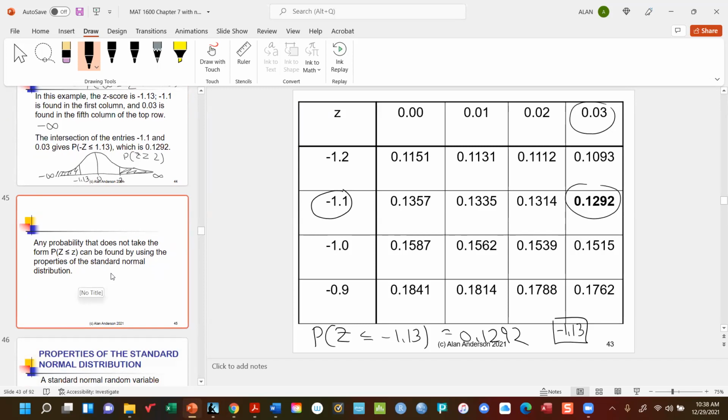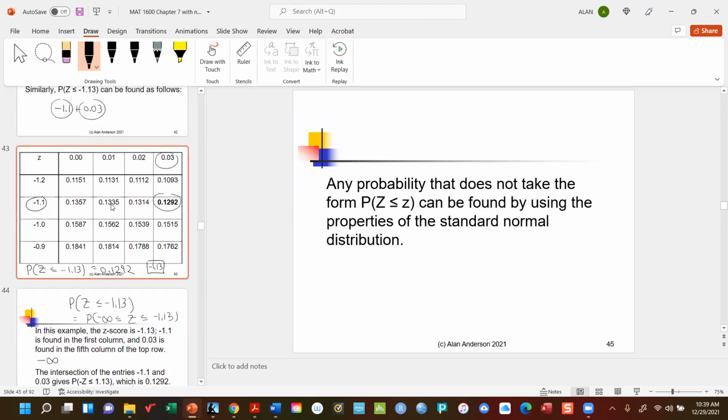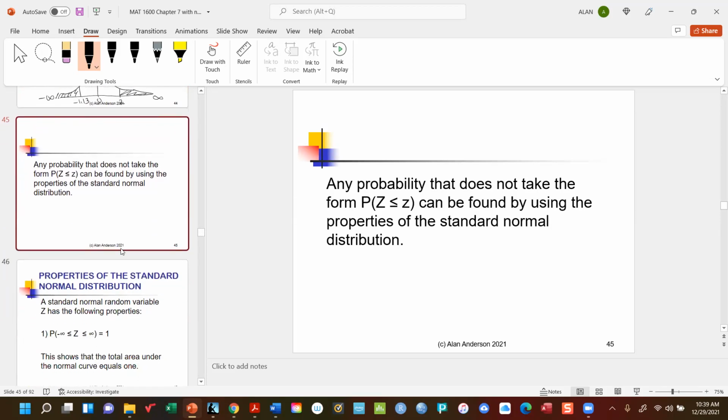Now, it seems like so far everything is going great, and it is. The problem, though, is that there are other probabilities that we have not yet addressed. For example, what if the probability of Z is greater than a constant that we're looking for? Or what if it's the probability that Z is in between two constants? We have to make some adjustments to calculate the other types of probabilities, which are not cumulative. But it won't be that difficult. You'll see pretty quickly that it makes perfect sense, and it involves the properties of the standard normal distribution. So let's just quickly review them.